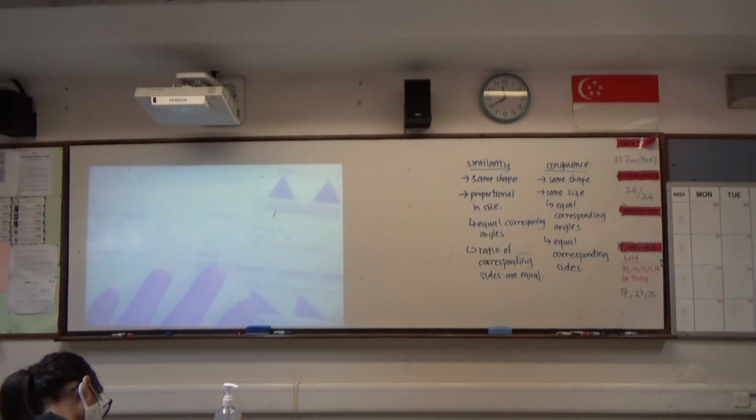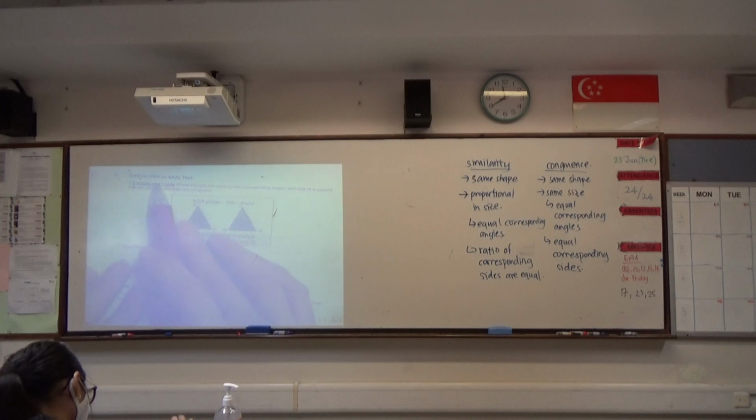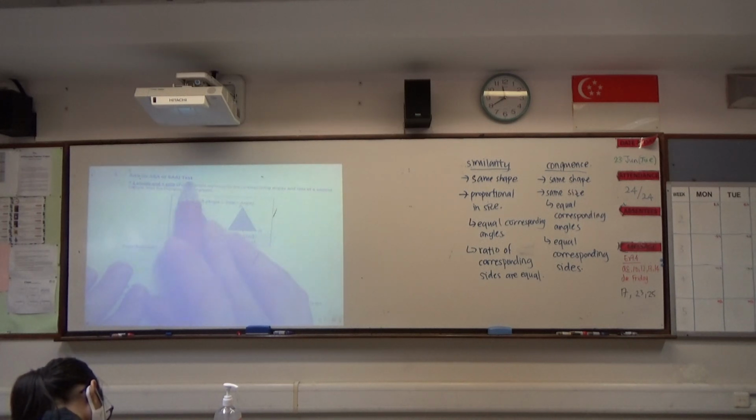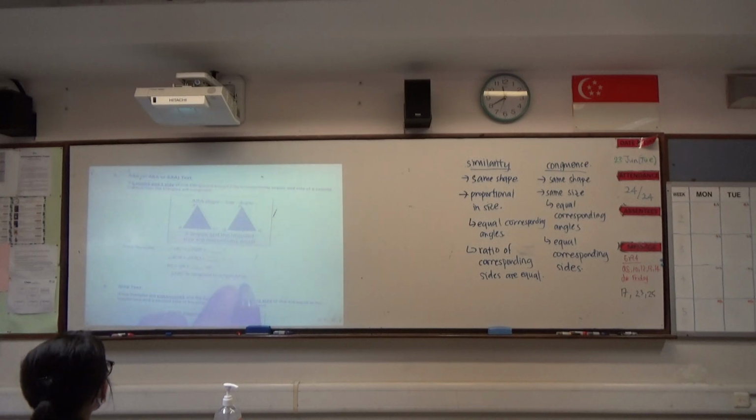Then the third one that we have is the AAS. In this case, I can write it as ASA or SAA. So two angles and one side. The angles can be any two angles in the triangle, and the side can also be any side. Then we will have triangle ABC is congruent to triangle PQR, and the test.